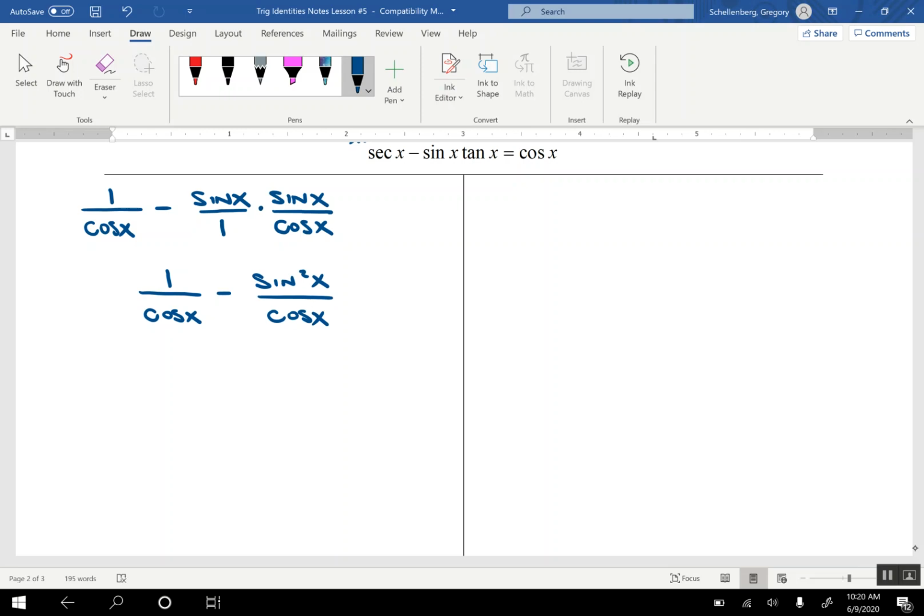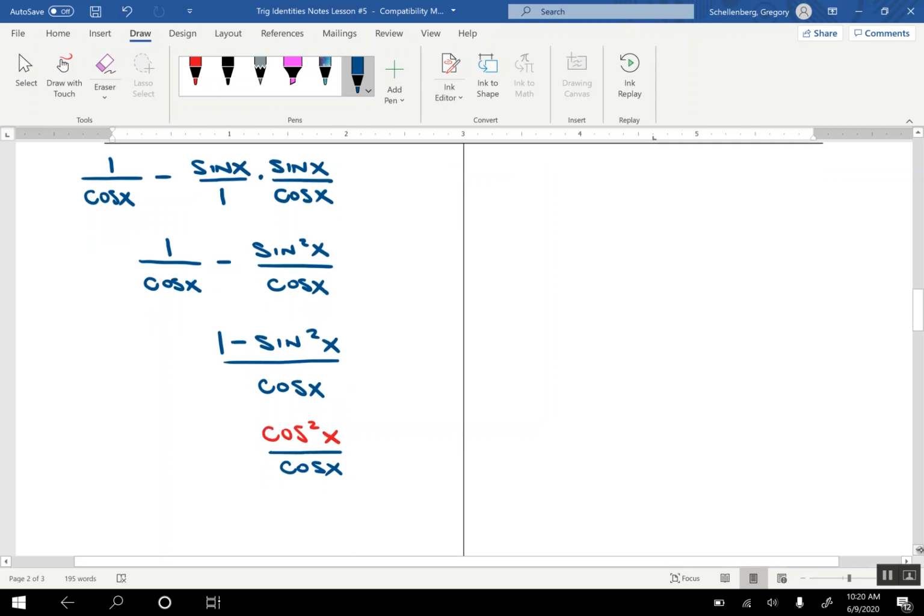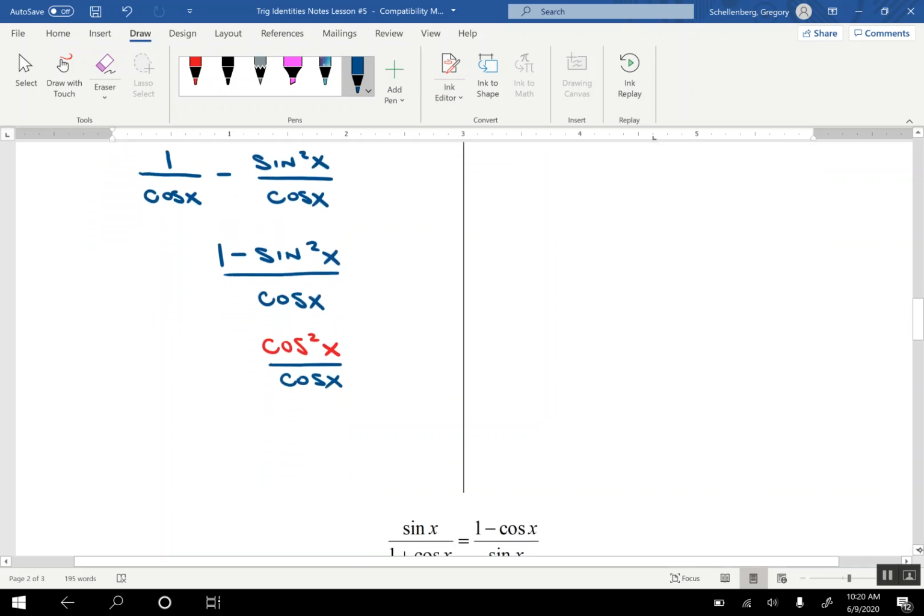Now we've got fractions with a common denominator, so we can combine the numerators, which gives us 1 minus sine squared x over cos x. And 1 minus sine squared is one of our Pythagorean identities. It's equal to cos squared x. So we have cos squared x over cos x, which means we've got 2 cos x's in the numerator, 1 in the denominator. We can cancel 1 out. So we're just left with cos x. And now our left side is equal to our right side, and we're done with that proof.